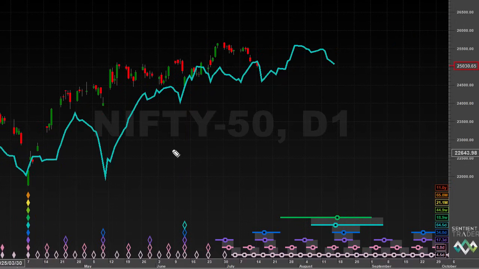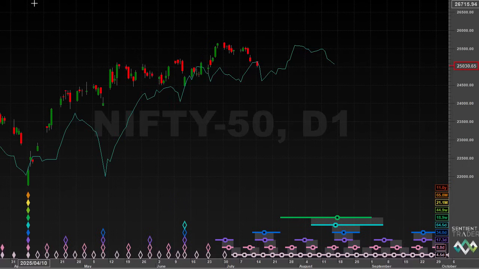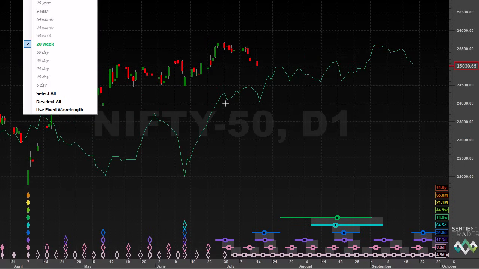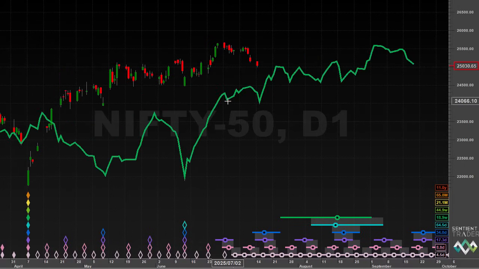Displaying the 80-day cycle FLD, you can see again an example of the perfect cycles, with price finding support at the level of that 80-day cycle FLD at the time that the 80-day cycle trough formed. What we are expecting next, of course, is for price to find support at the level of the 20-week cycle FLD. There is that 20-week cycle FLD.